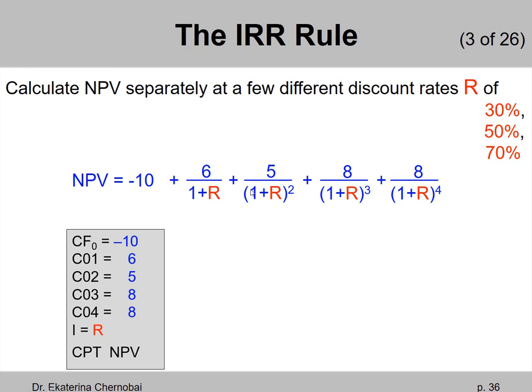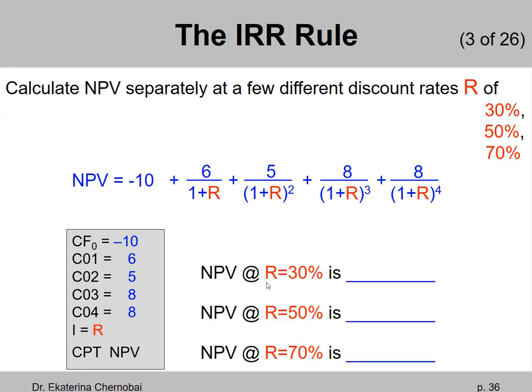Or of course, you can do it in the financial calculator. Cash flow case, one step. You enter cash flow 0 as -10, cash flow 1 as 6, cash flow 2 as 5, cash flow 3 as 8, and cash flow 4 also 8. And then when it asks you for the I, that's your rate. So that rate, you will first try 30, right? And then compute NPV.